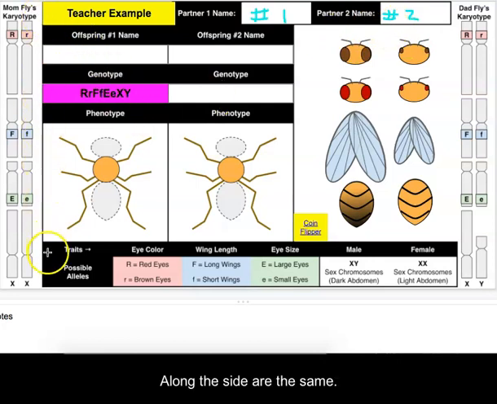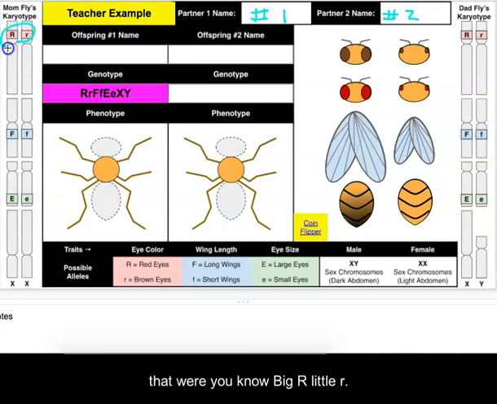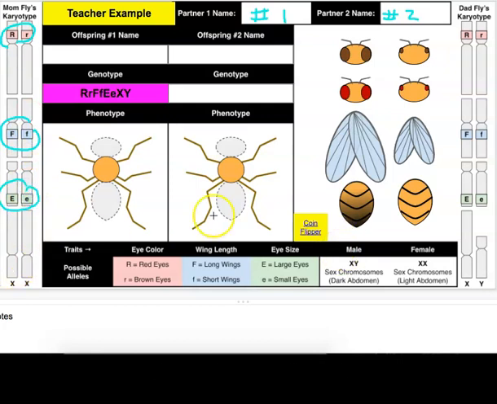Along the side are the same chromosomes that I showed you before. So that's just showing you mom and dad's karyotype that were big R, little r, big F, little f, big E, little e, and then mom versus dad. That is the exact same for everyone.